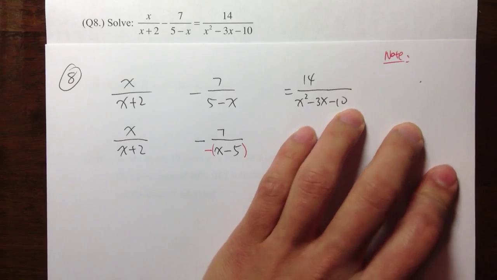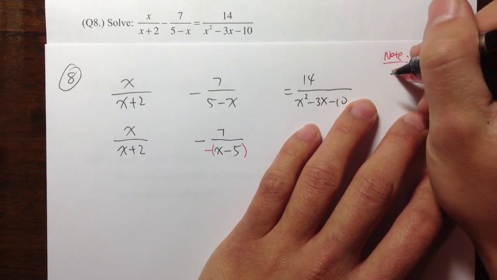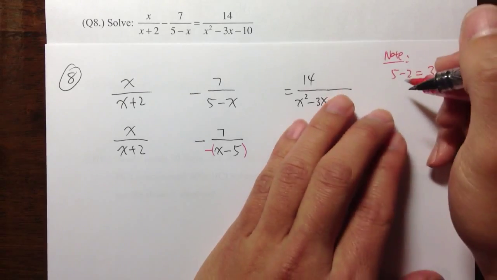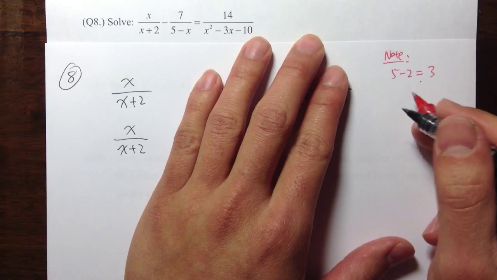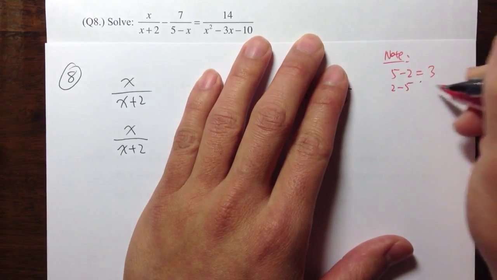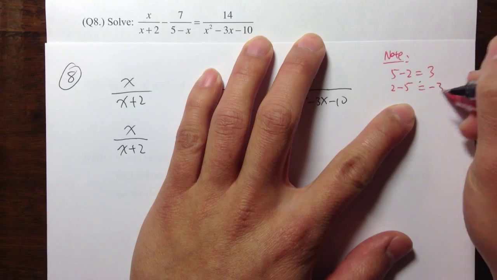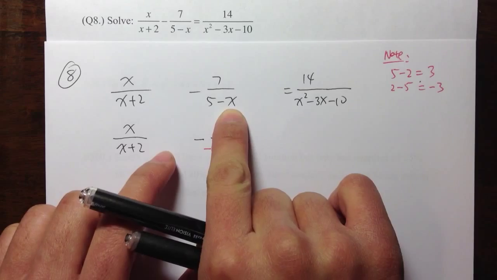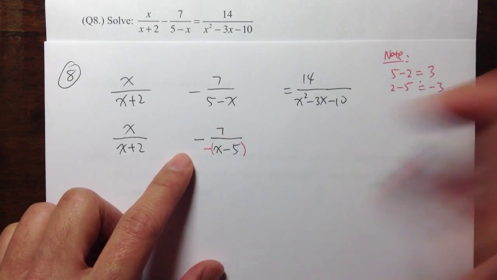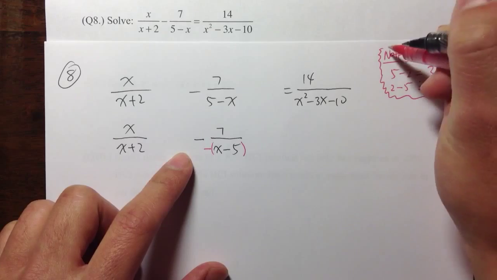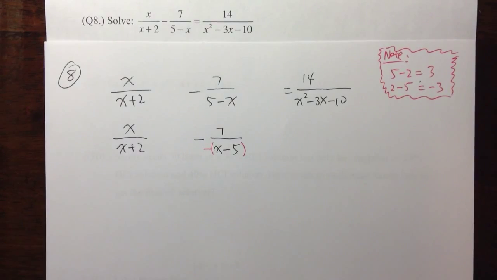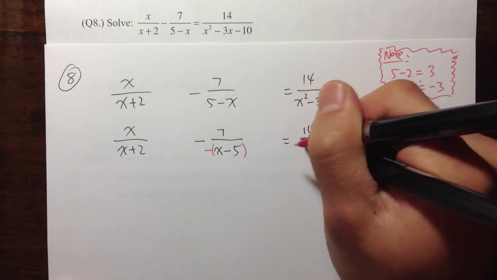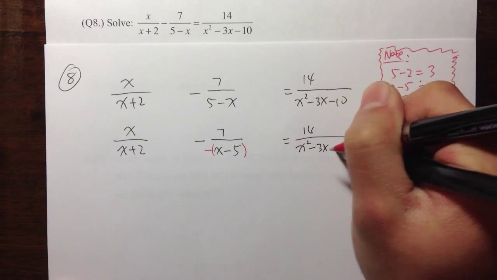So, little note right here. Let's say I have 5 minus 2. Well, that's equal to positive 3, right? But what happens if I switch the order of subtraction right here? What if I do 2 minus 5? 2 minus 5 is a result of negative 3. So as you can see, whenever you switch the order of subtraction, you just need to make the result negative. Okay, so let me just draw a box right here. And then this is the same, 14 over x squared minus 3x minus 10.